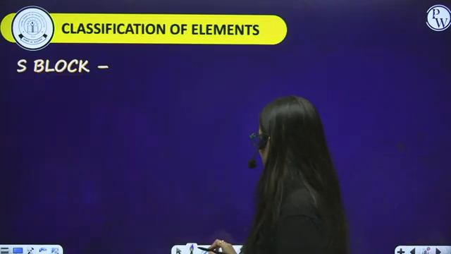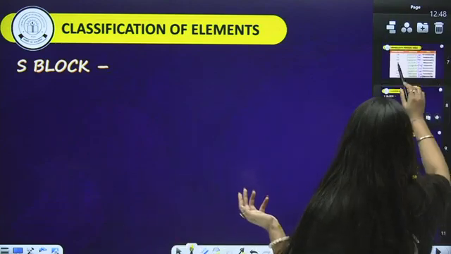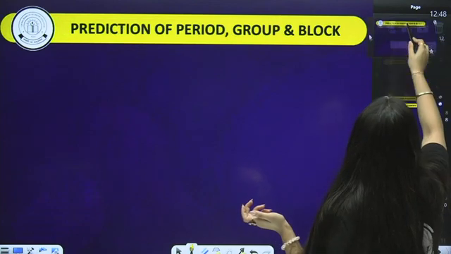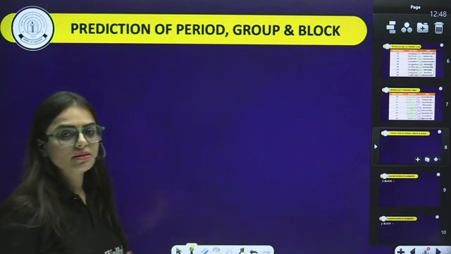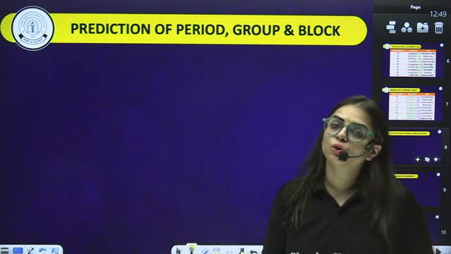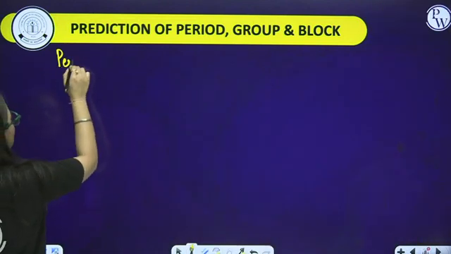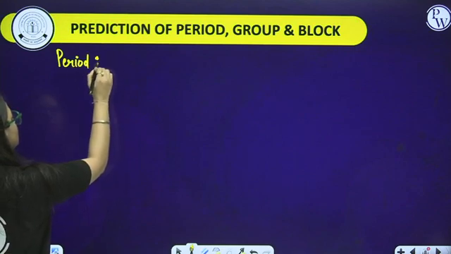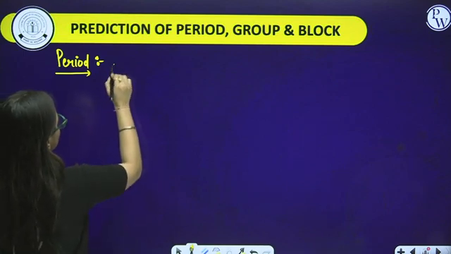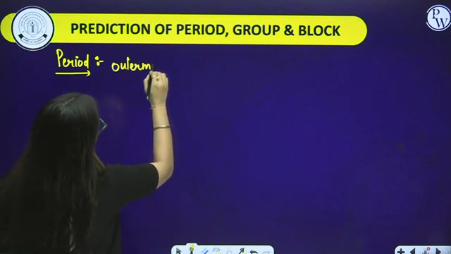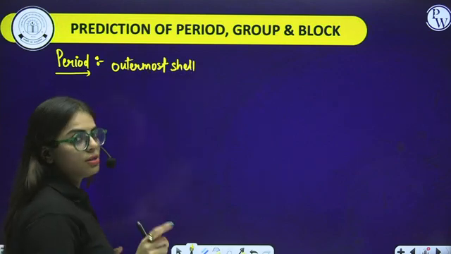Now come students, the classification of elements as per S block, P block, D block, F block. I will come to this topic, but before that, first of all, do the prediction part. So how are you going to predict whether an element lies in the S block, P block, D block, or which period or group it lies in? This is really very essential. See, for period, it is very simple. For period, what you have to see? The outermost shell. The electron enters into which outermost shell?